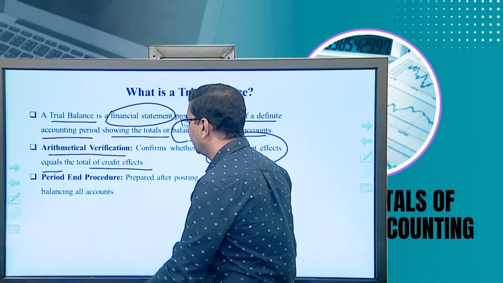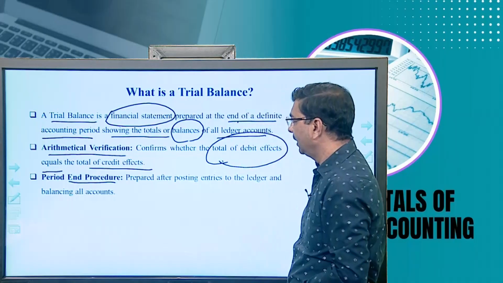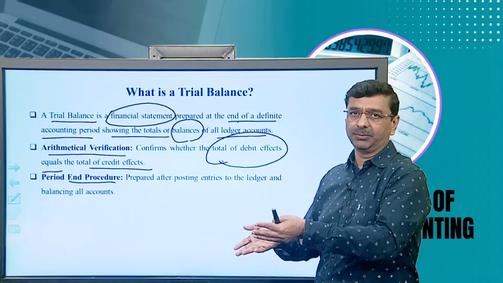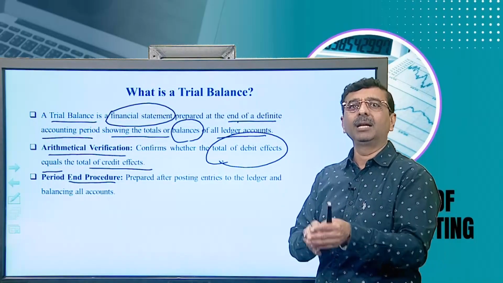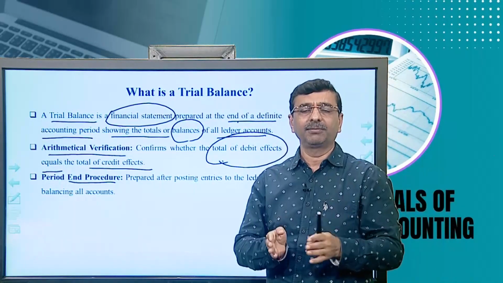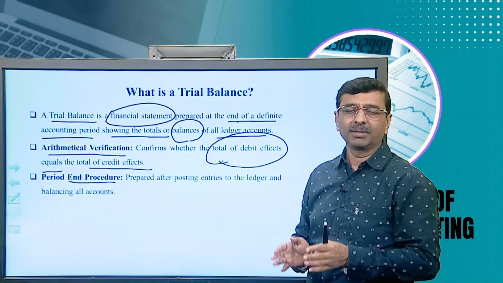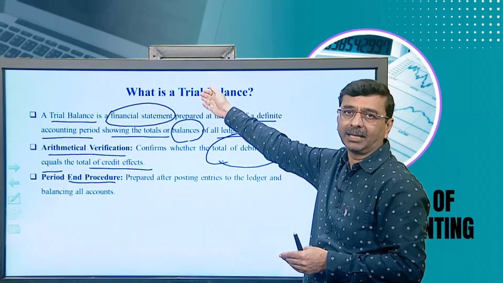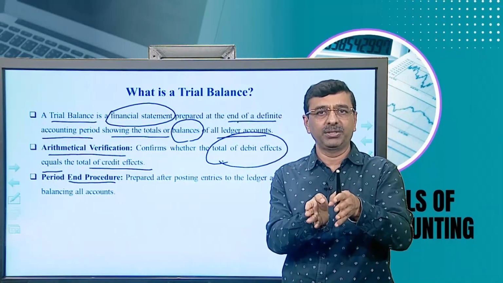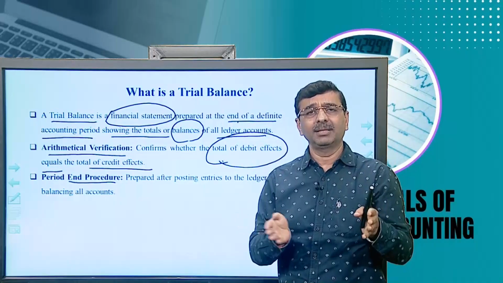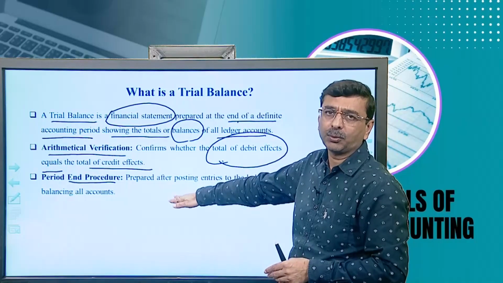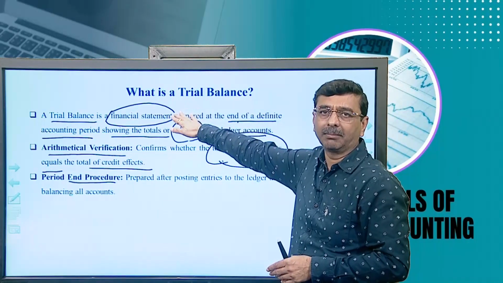Here, period and procedure. Ultimately, when accounting entries are recorded in the books of accounts, it starts with the journal entry, then ledger posting, and then finding the balance of the specific account. At the end, the balance of the specific account is reflected in the trial balance. So that is considered the period of the procedure, the end of certain procedures. Once the transactions take place and are recorded in the books of accounts, the procedure ends here when we prepare the trial balance.